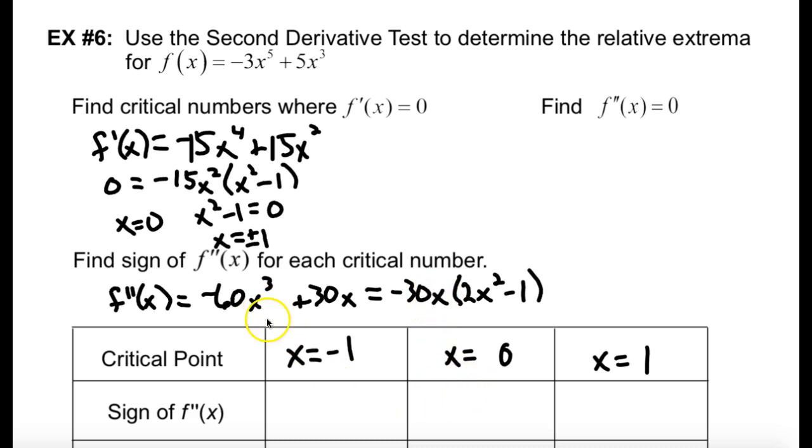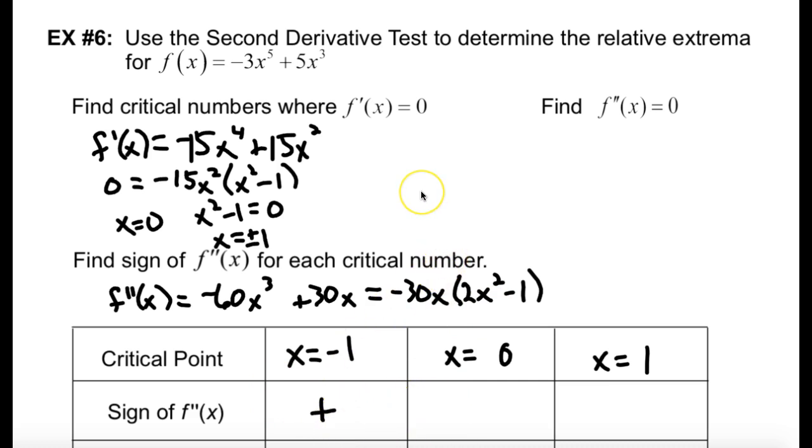Oh, wait a minute. Zero is the one I didn't want to do first. I am sorry. I want to do negative 1 first. So if I plug negative 1 in, I will get 30. And then I will get 2 times negative 1 squared is positive. So 30 times 2 minus 1, 30 times 1 gets me a positive value, right?